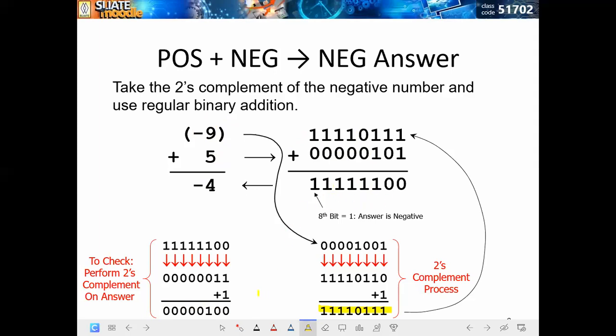Then the answer comes. Right, if you want to check the decimal value of the answer, you have to go through this process.